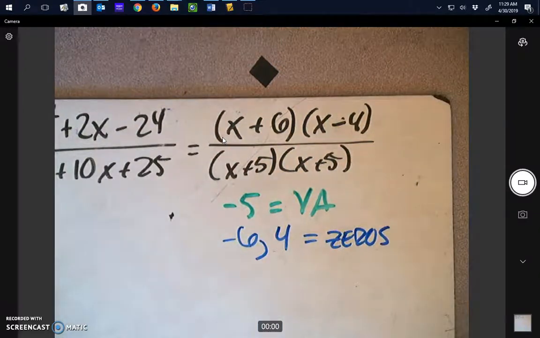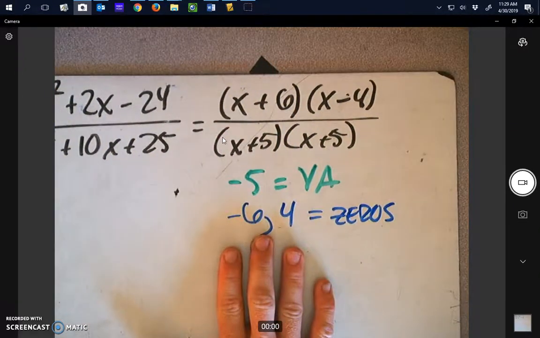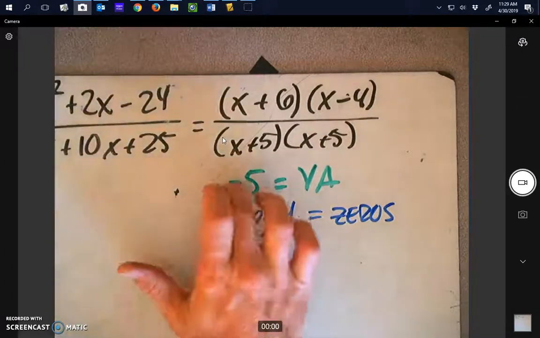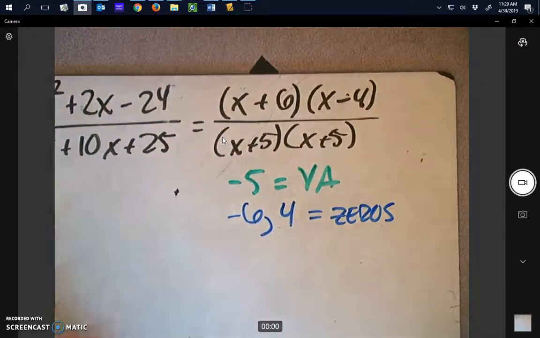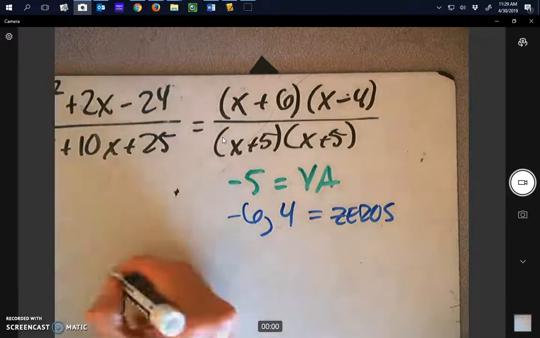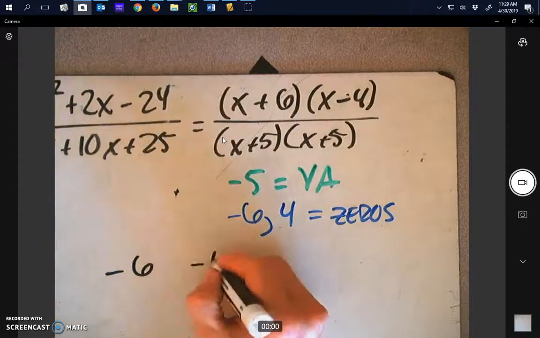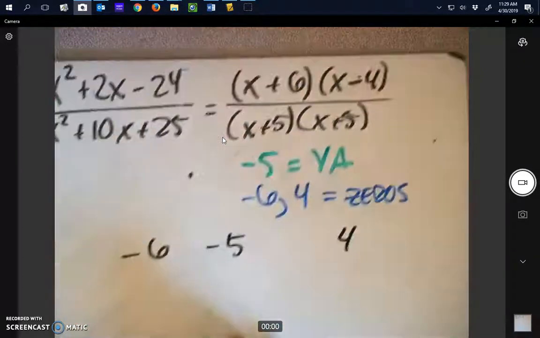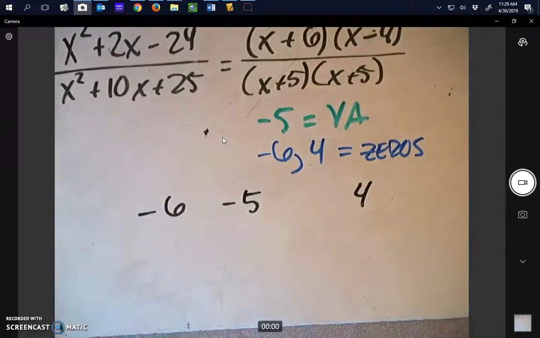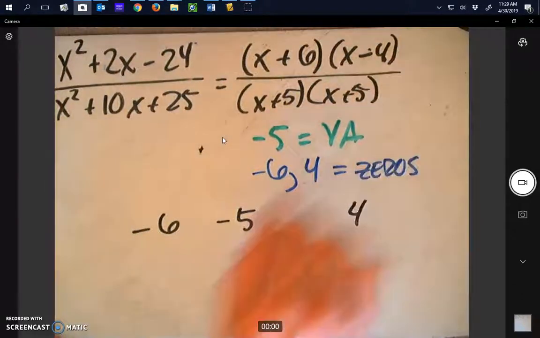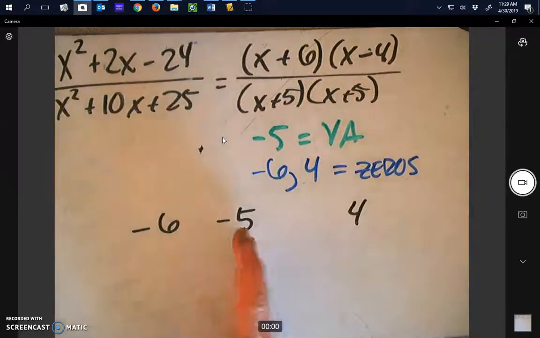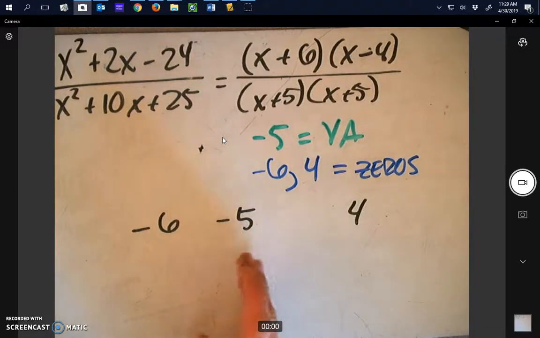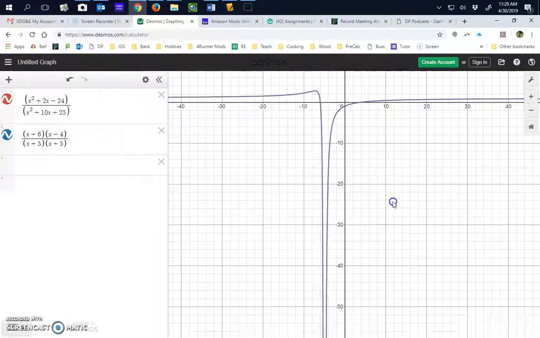Now, what you want to do is put these in order on a number line. Our smallest number is negative 6, then negative 5, then positive 4. So now when we select numbers to go back into our equation, like last one, we want to see where, looking at our asymptote, which is negative 5, our end behavior is. Once again, I'll have a graph so you can see what's going on.